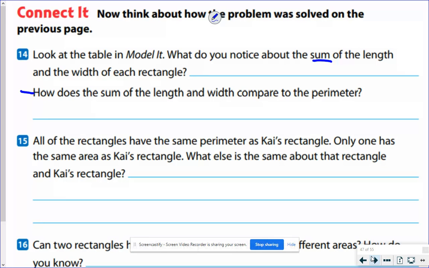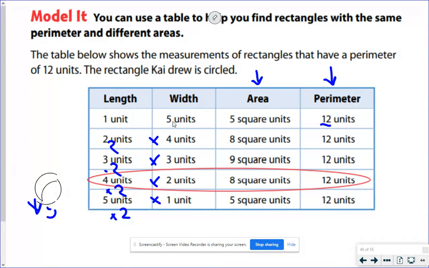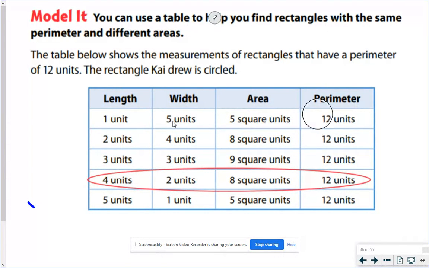Let's look at number 15. All of the rectangles have the same perimeter as Kai's rectangle, that model we started out with. Only one has the same area as Kai's rectangle. So what else is the same about that rectangle and Kai's rectangle? We're looking for the one that has the same area and the same perimeter as Kai's. And I do believe Kai's is the one that is circled in red right here. So what is the one that has the same area and perimeter? It would be this one right here.